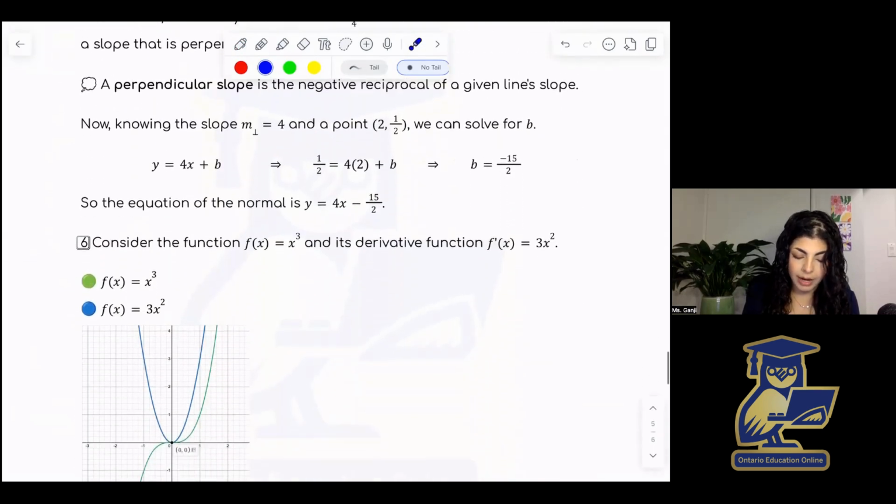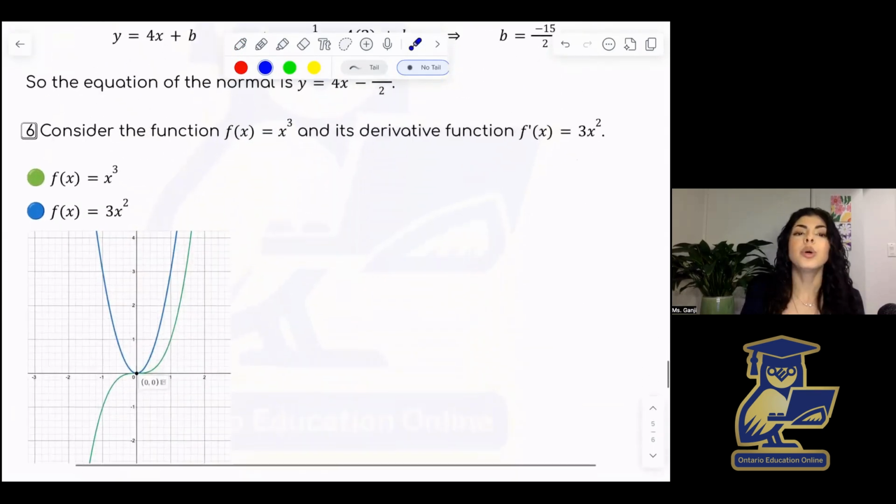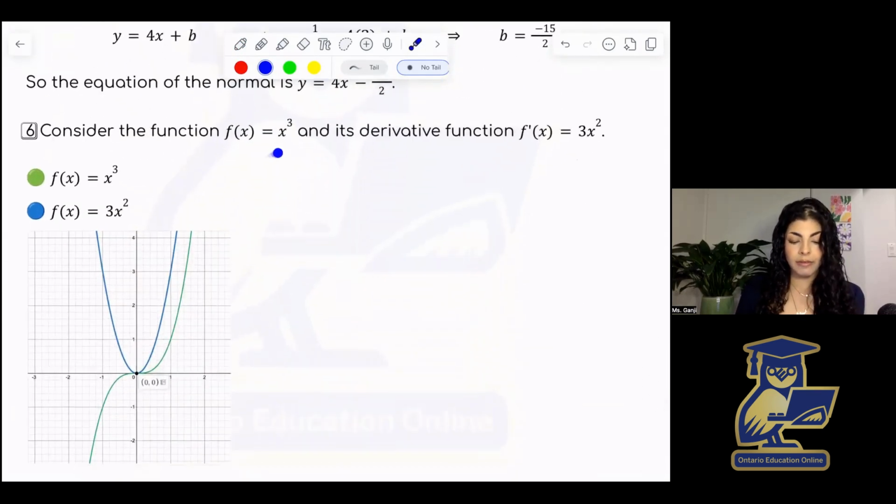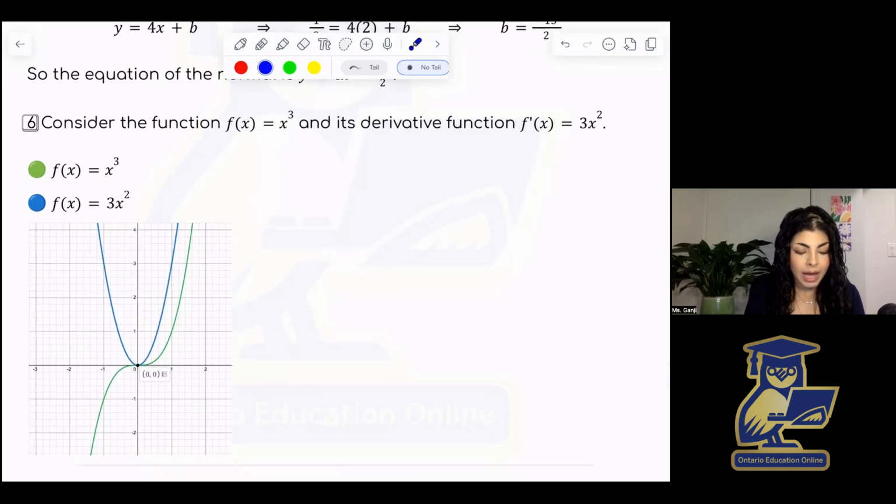And now let's look at our final example. So consider the cubic function f of x is equal to x cubed. For now, I'm just telling you the derivative function is f prime of x is 3x squared. But if you're really curious, you can use the definition of a derivative with limits to try to find this. I might show you at the end as well if you want to check.